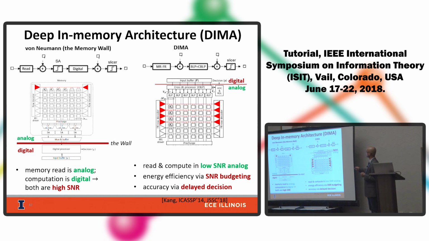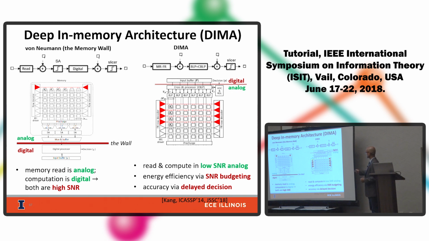In DIMA, we don't make any decision until the last stage, right? So how does DIMA work? In DIMA, we are doing all the computation. The read process itself is coupled to computation, and all of that is done in analog. So the moment you bring computing close to memory, you have to embrace the analog nature of memory. And this is what deep in-memory architecture does.